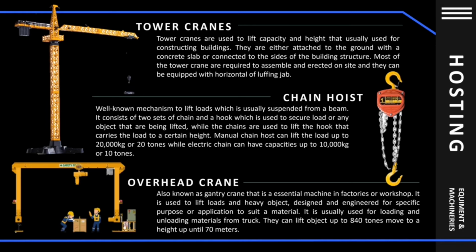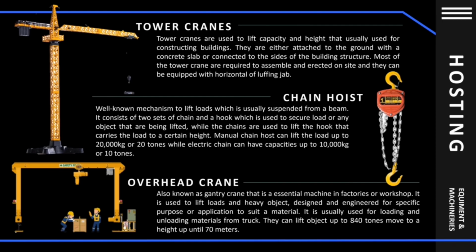The next one is chain hoist. It is well known as a mechanism to lift loads which is usually suspended from a beam. It consists of two sets of chains and a hook which is used to secure the load or any object that is being lifted, while the chains are used to lift the hook that carries the load to a certain height.